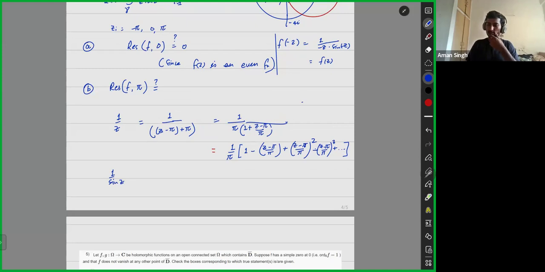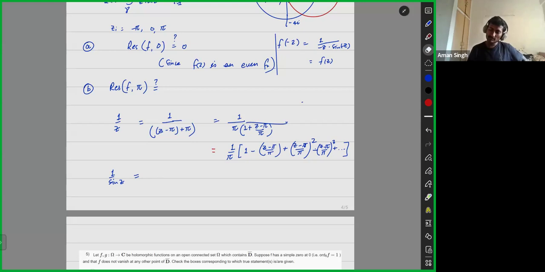So we are going to calculate at pi. So what happens to sine pi? Sine pi is 0. So the first term is 0. Wait, doing the series expansion. There is something missing.